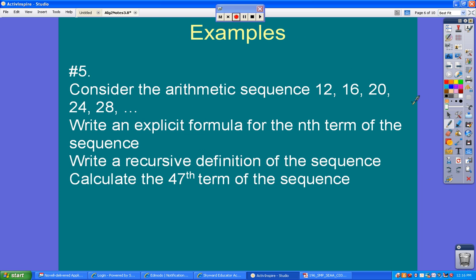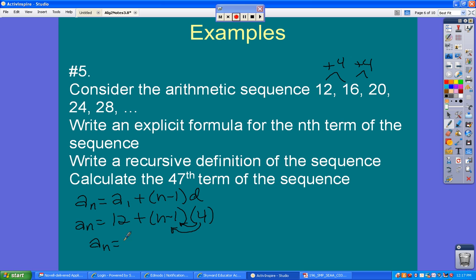Okay, examples. Consider the arithmetic sequence 12, 16, 20, 24, 28. Write an explicit formula for the nth term of the sequence. Okay, a sub n equals a sub 1 plus n minus 1 times d. A sub 1, that's easy, that's 12, plus n minus 1 d. What am I doing each time? Looks like I'm adding 4. So d is a positive 4, so I'll put it in here. Go ahead and distribute. 12 minus 4 is 8. 8 plus 4n, that's my explicit formula. You could change the order around if it makes you feel better.